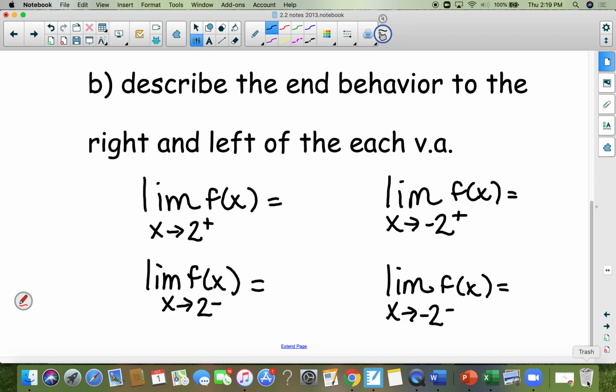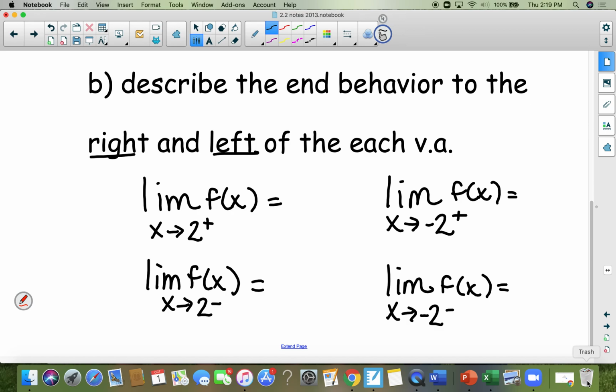Describe the end behavior to the right and left of each of the vertical asymptotes. Well, they want the right and the left, so you need to use a positive and a negative sign to show that I'm doing the right and the left at that vertical asymptote, and the right and the left of that vertical asymptote. Got that? Okay, you guys ready to fill in these 4? And then we're done. We got 5 minutes, not even.